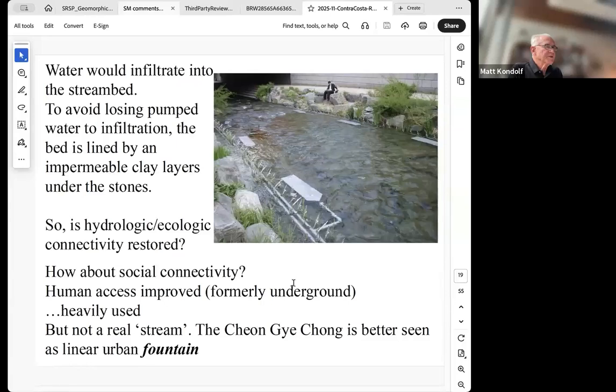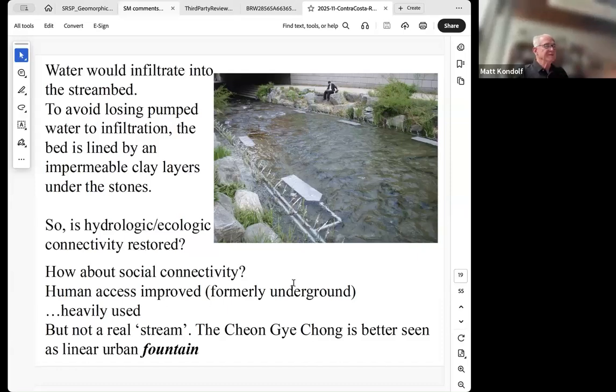So we can ask the question, has hydrologic and ecological connectivity been restored? Well, certainly the ecology is much better now than it was. I mean, there are fish living in this, I don't know, stream. Do you call it a stream? I don't know, flowing aquarium. And you have willows and so on. That's all great. And it's a great improvement over being in a dark tunnel. But it's not really river restoration.